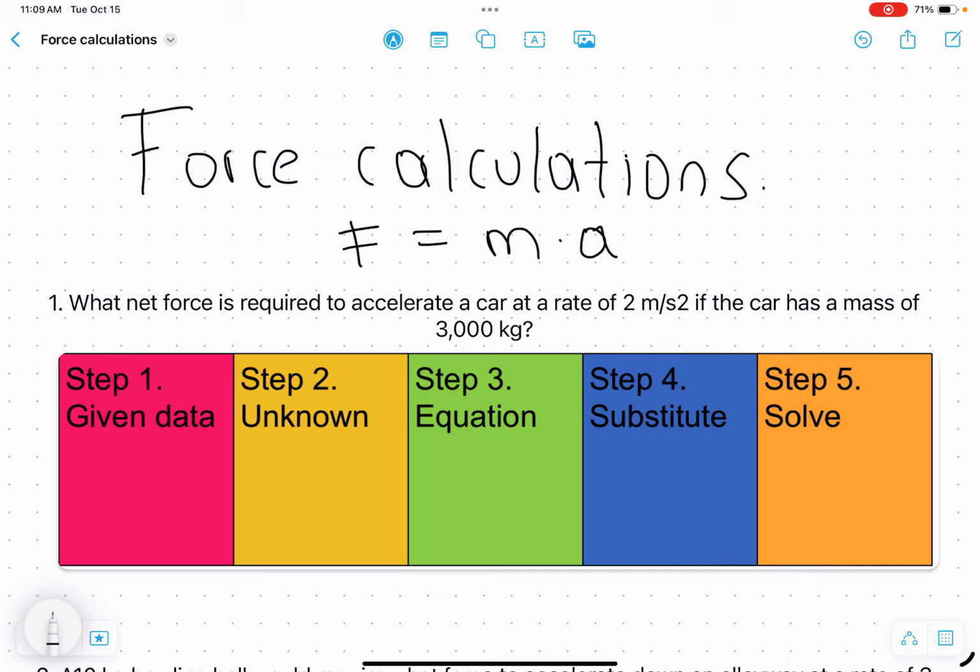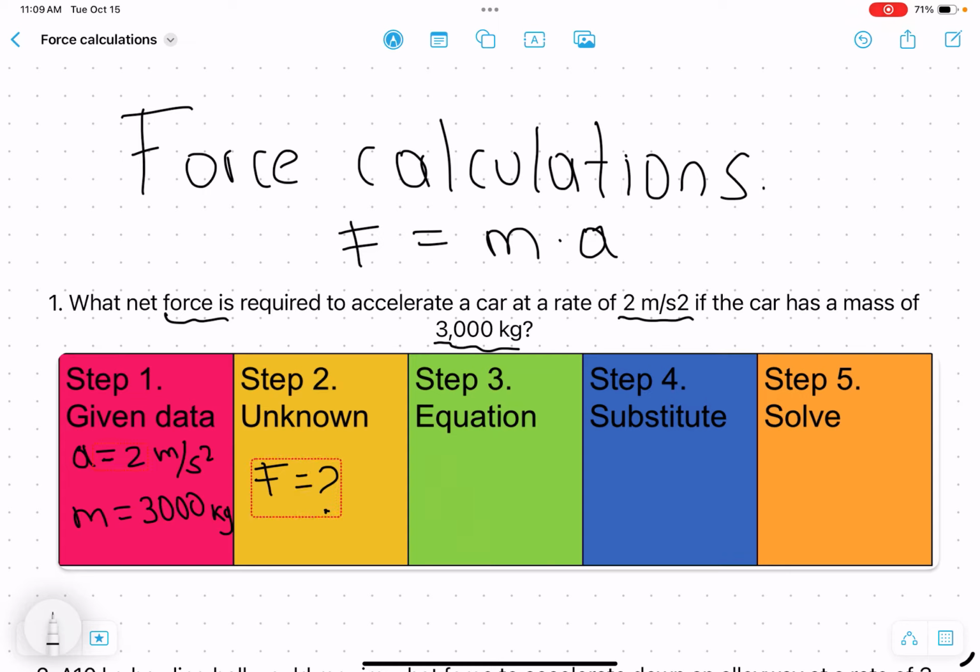Step number 1, you're going to write the data that you know. It's like the numbers and even the question they're asking you for. They're asking you for force. So you have acceleration, A equals 2 meters per second square. And you also have the mass, M equals 3,000 kg. What are you looking for? You're looking for force. So F equals question mark.